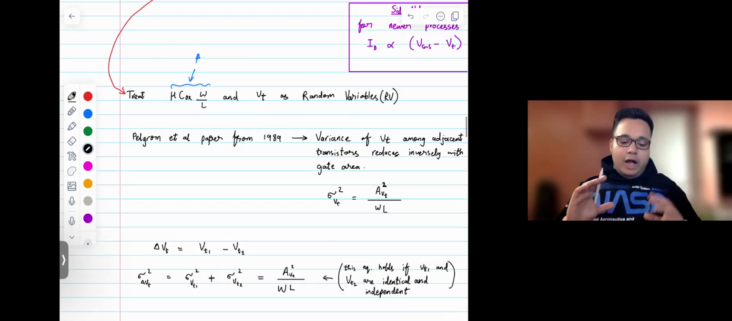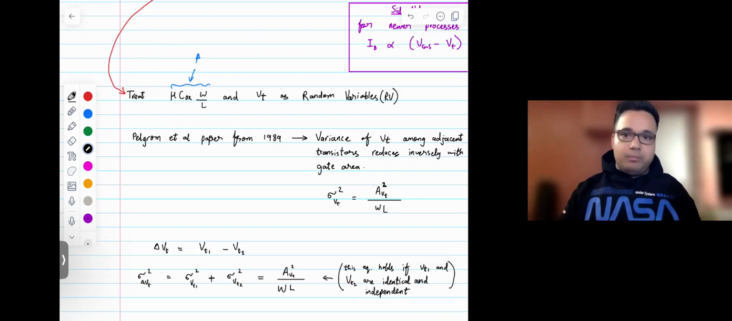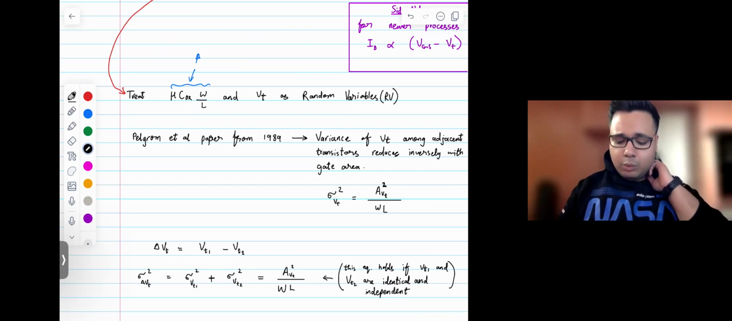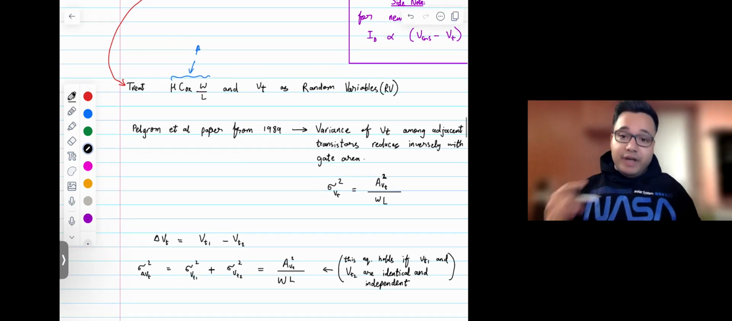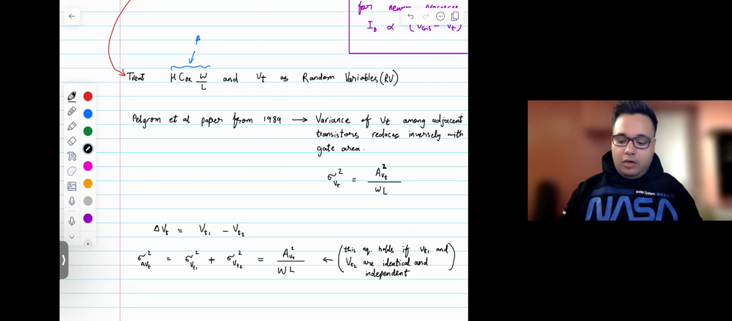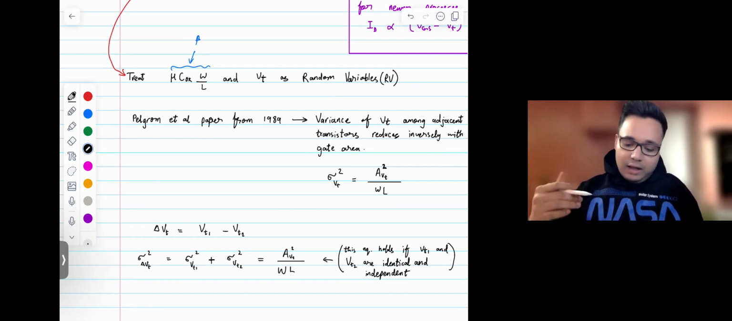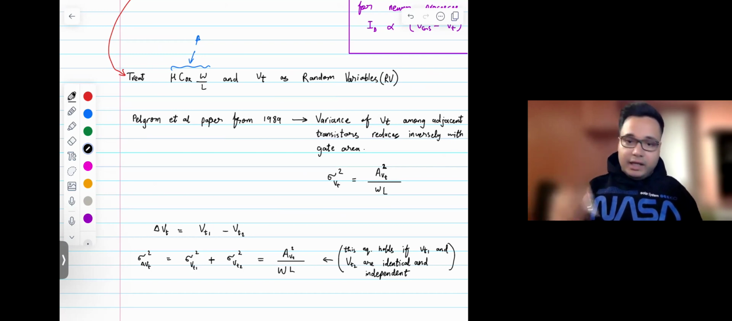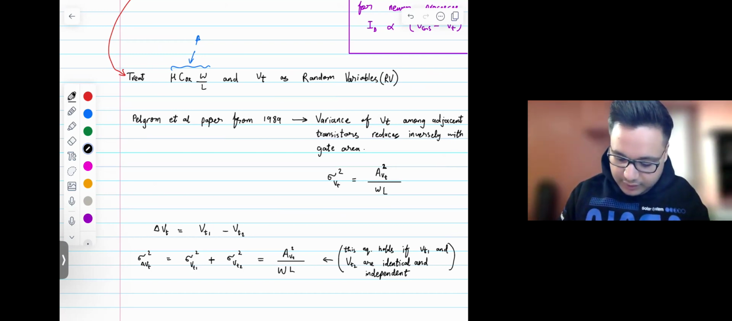So now I'm going to say something that is pretty much the most important part of this video. Pelgrom et al. paper from 1989, what they said in their paper is that the variance of the threshold voltage of transistors that are adjacent and identical would reduce inversely with the gate area. So again, the variance of the threshold voltages of transistors that are adjacent and identical would reduce inversely with the gate area. And the gate area is just a product of length and width.